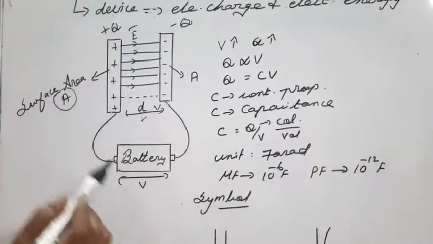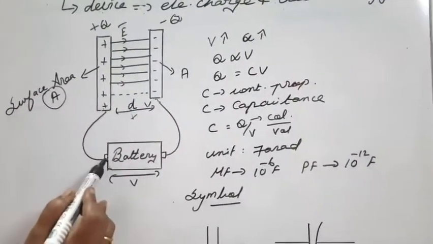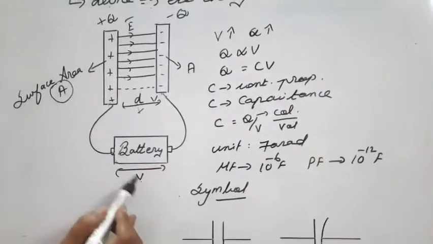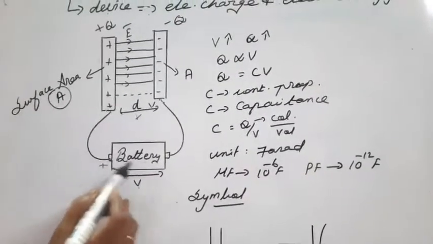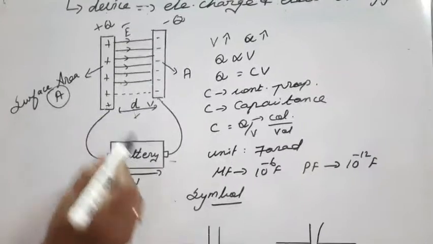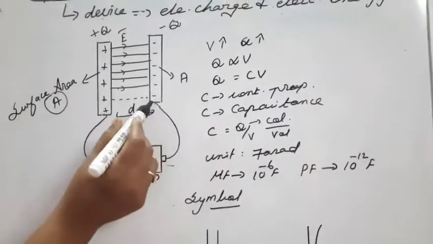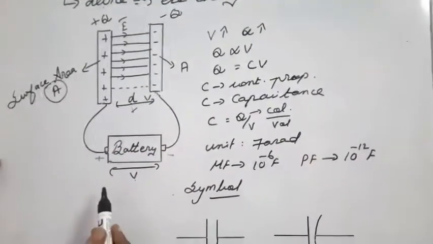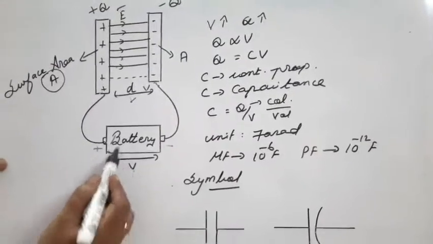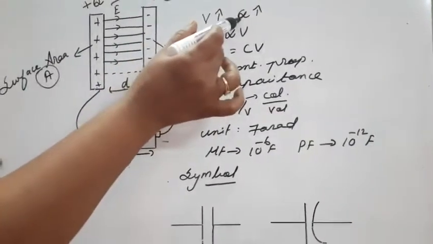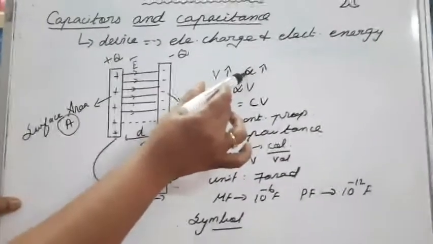When we take one battery, the potential of this battery is V. Here there are plus and minus terminals. The plus terminal is connected to the plus Q plate and the minus terminal is connected to the minus Q plate. Now the charge increases in this battery, and as usual, the charge accumulated on the plate also increases.